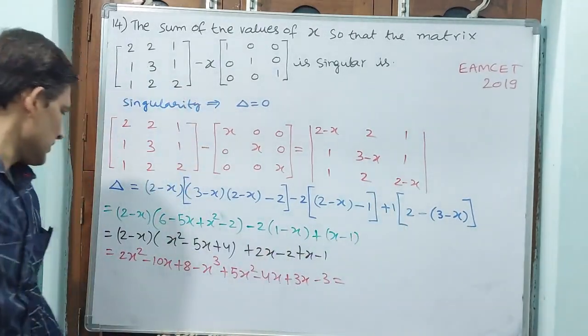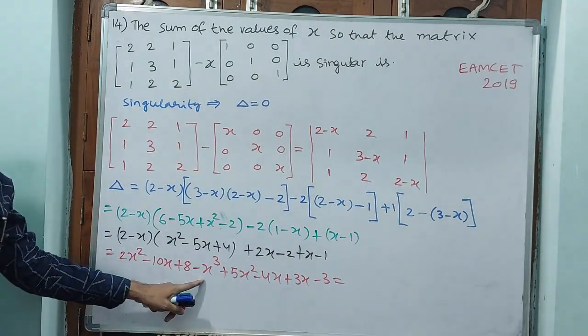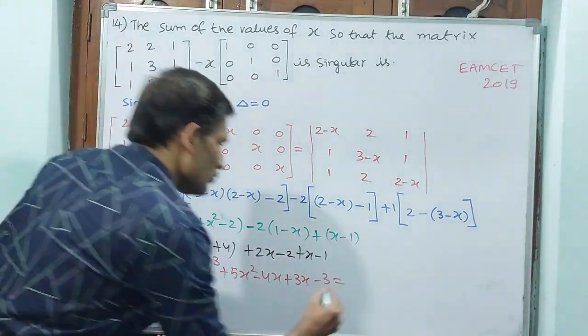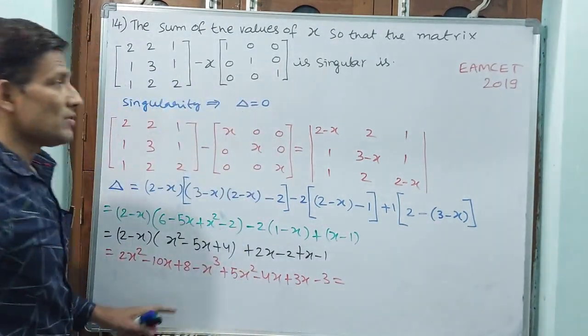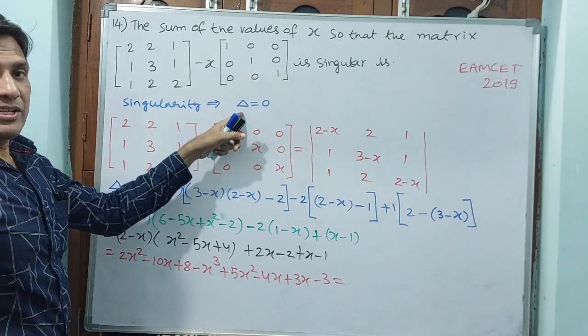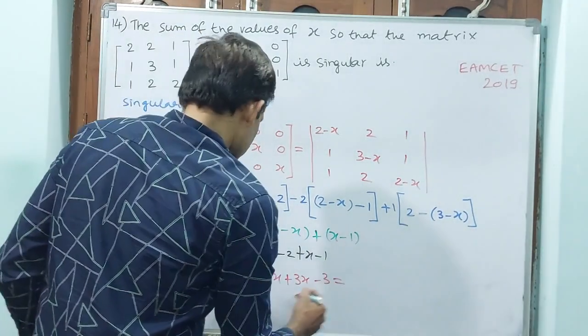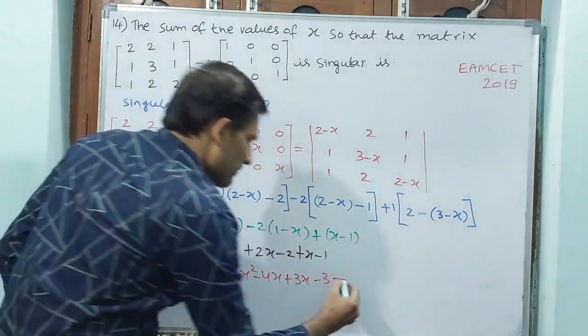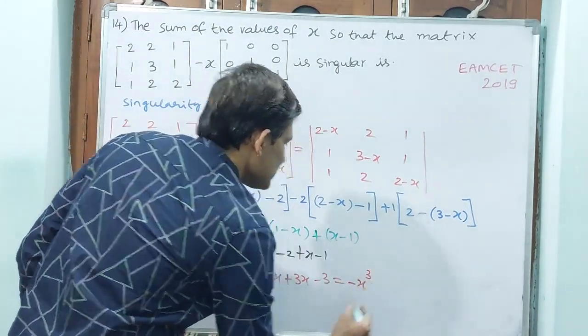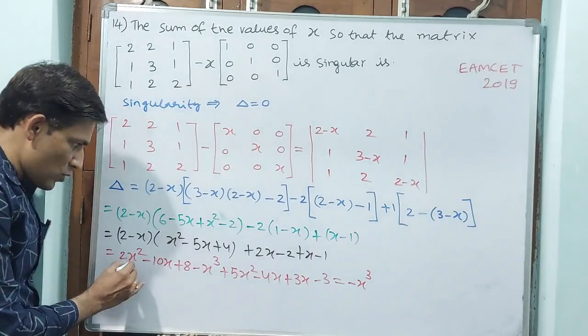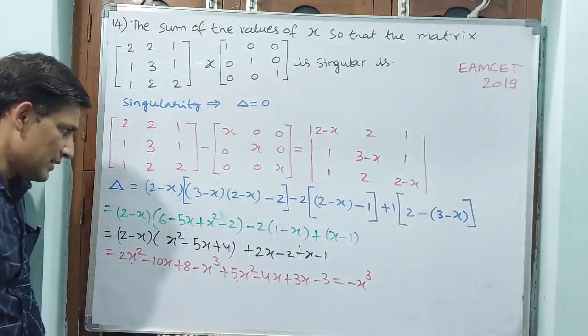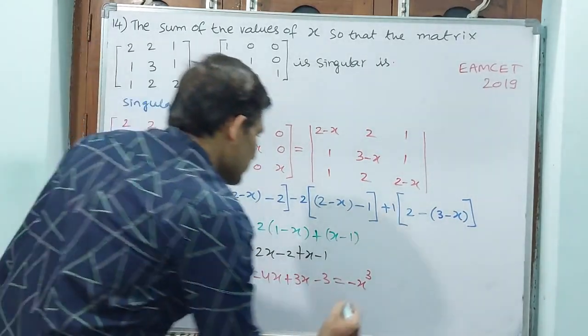Now you can continue here. Why? Because you see, minus x cube will be bigger. First you write minus x cube. See, because singularity they are mentioning, afterwards we will make it equal to 0. Then that is going to become an equation. Minus x cube, right, first. Okay, now go for x square. 2x square, 5x square, 7x square, plus 7x square.